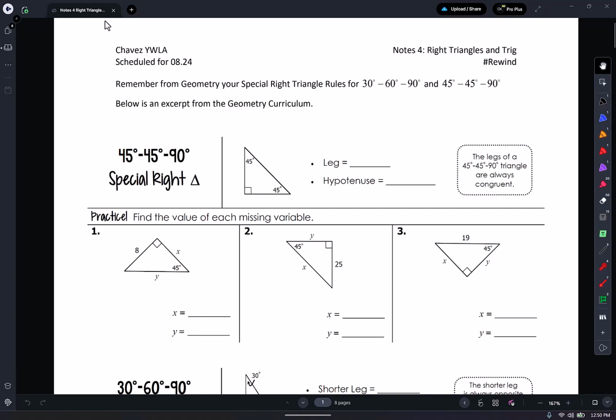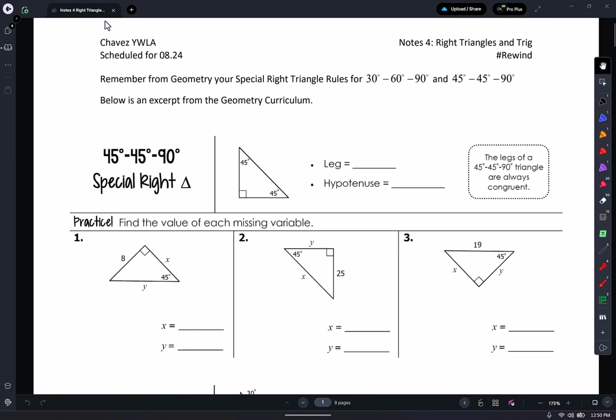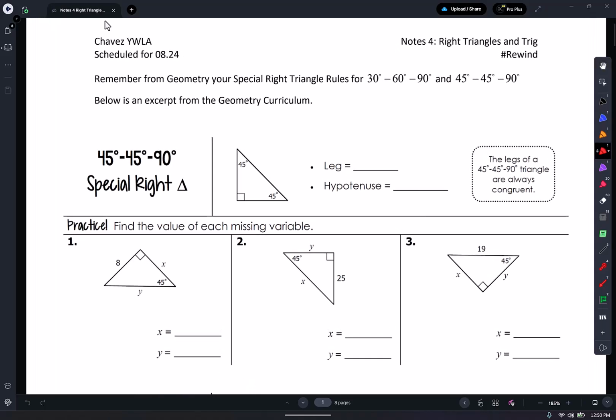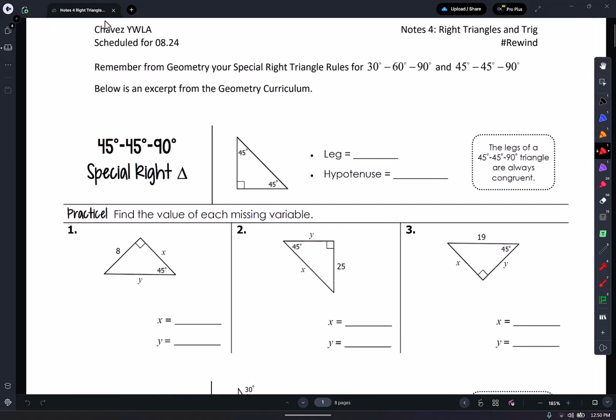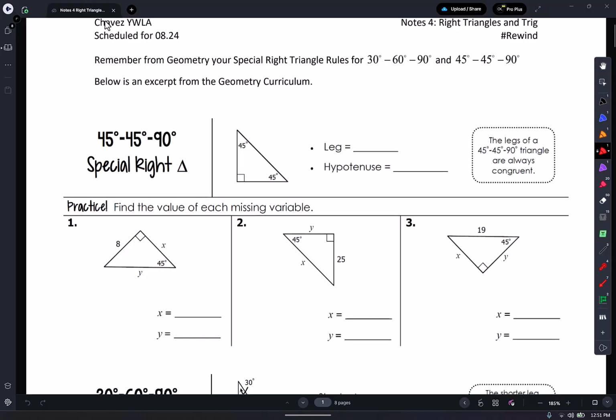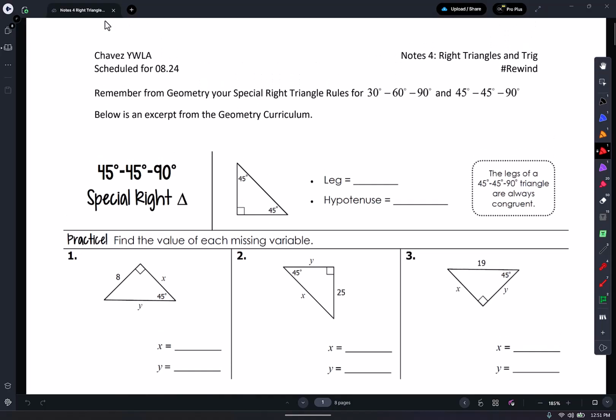All right, guys, here we go. Notes for right triangles and trig, hashtag rewind. So why did I call this hashtag rewind? I could have actually called this notes 3.75 or something. Anytime you see a decimal in the notes like 3.5, 3.75, those are not real notes. They're just stuff to catch you guys up on.